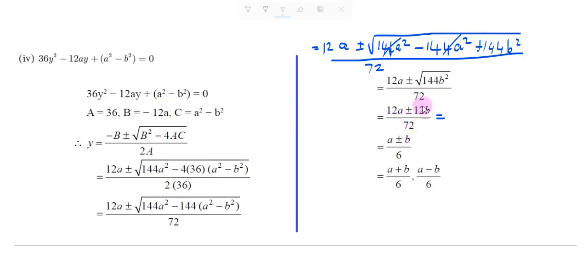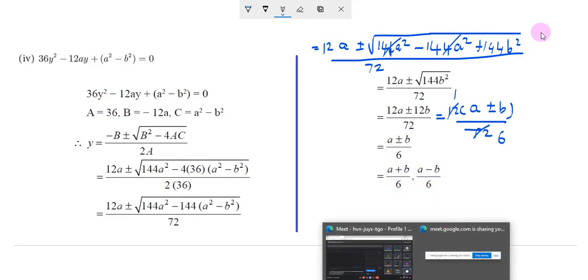Now we may take 12 outside. So 12 common, you know. So 12 into a plus or minus b, whole divided by 72. Apply the 12 table: 12 ones are 12, 6 12s are 72. So a plus or minus b, whole divided by 6. Plus or minus means for plus we take one term, and for minus we take another term. So a plus b by 6, comma, a minus b by 6. Understood?